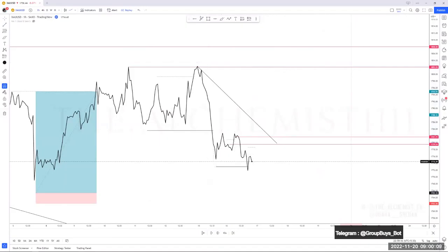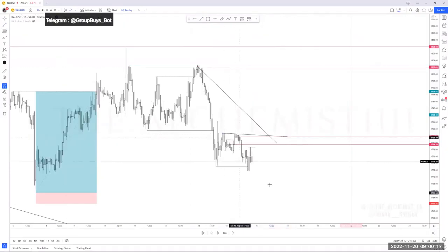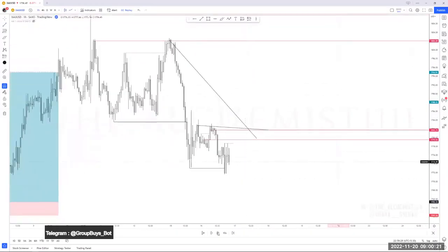And then we had this trend line as well. But this wasn't a very good trend line, because the points were not engulfing. Okay, but yeah, look at this. We have two trend line confluences.